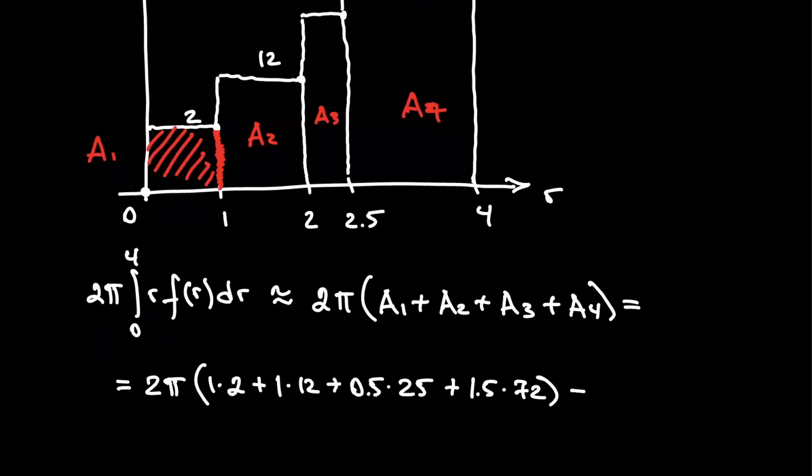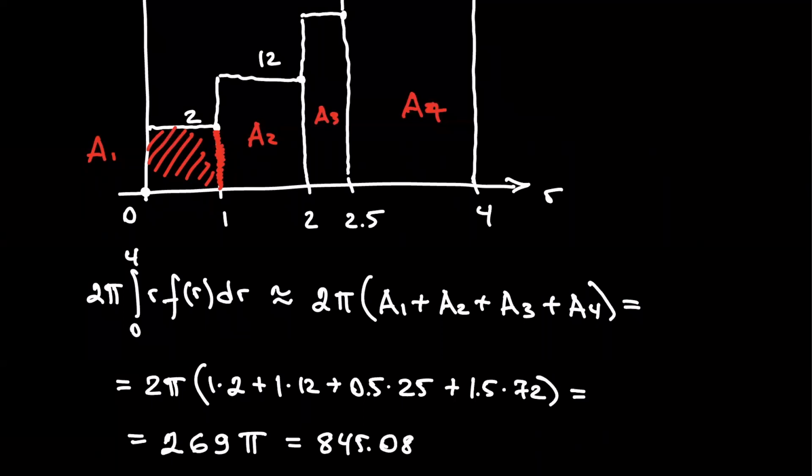So using the calculator here, we get that this is equal to 269 pi, and then plugging it into the calculator, because we need that value, it is equal to 845.088. And so this is measured in milligrams, because we are integrating, we find the total mass in milligrams. Let's move on to question C.